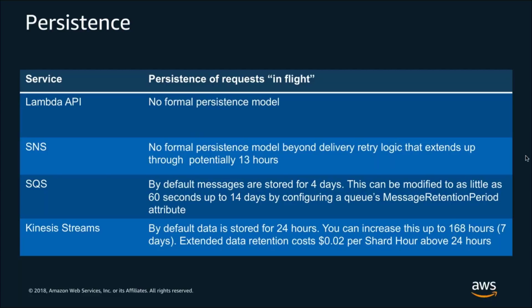Now, Kinesis Streams, very similar to SQS. In this case, by default, data is stored for up to 24 hours. You can also increase this up to 168 hours, which works out to be 7 days, via something called extended data retention. Now, extended data retention does come at an extra cost of 2 cents per shard hour above the default 24 hours. And we'll talk a little bit more about pricing here in a bit. But essentially, this does give you a longer period of time if you do need to handle replaying data or playing data out across multiple different services that might exist.